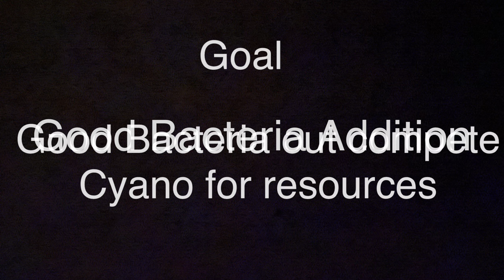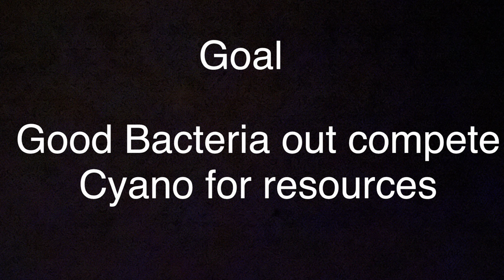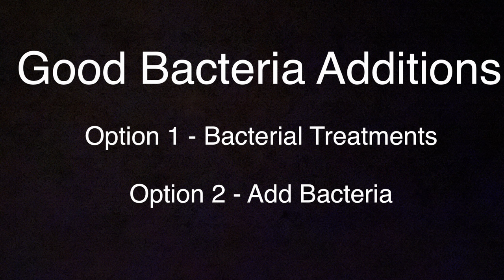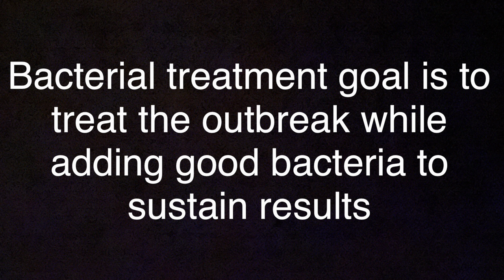So talking about good bacteria addition. The goal of adding good bacteria is that the good bacteria will outcompete the cyano for resources. So there's a couple different things we can do for good bacteria. One is bacterial treatments, which I did not use, and the other is simply adding a bacteria source, which is what I did do. With a bacterial treatment, the goal is to treat the outbreak while adding good bacteria, so it removes the cyano like a chemical treatment while you're adding that good bacteria all at the same time. I did not do this.